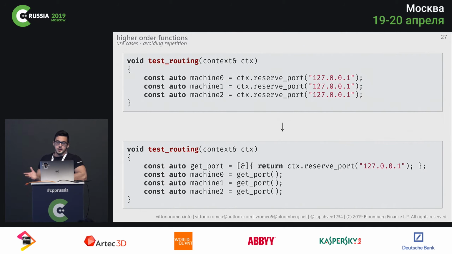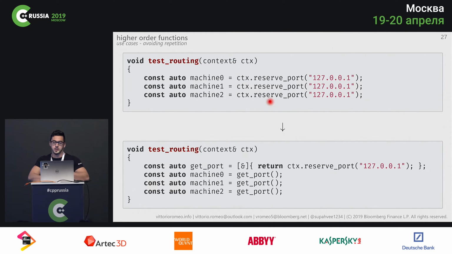So a very basic example is, imagine you have some sort of test. In this case, for us, it was an integration test. We were testing our routing suite for microservices. And we had this code over here where we create some machines, and each machine needs to have a unique port so they don't conflict with each other. And we had this context over here, which is basically some helper object for our tests that provides unique data, in this case, ports. So we have 3 machines with unique ports.